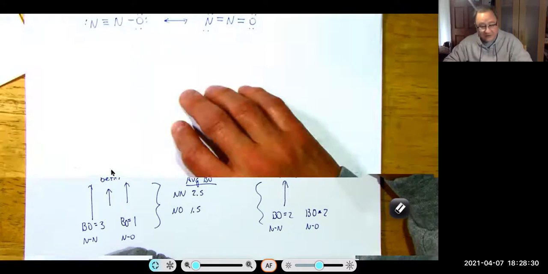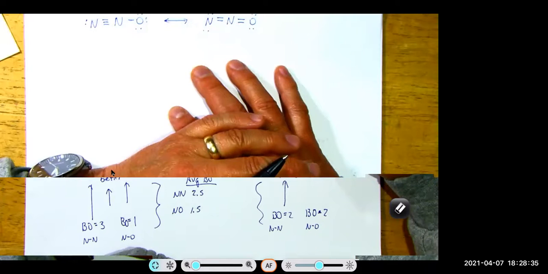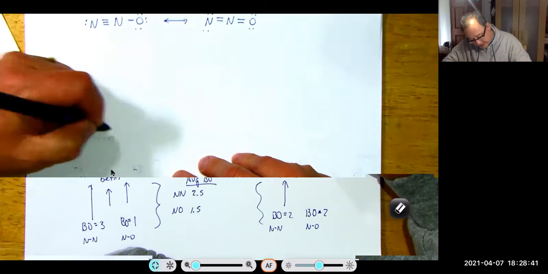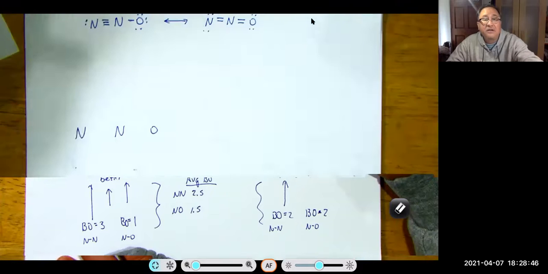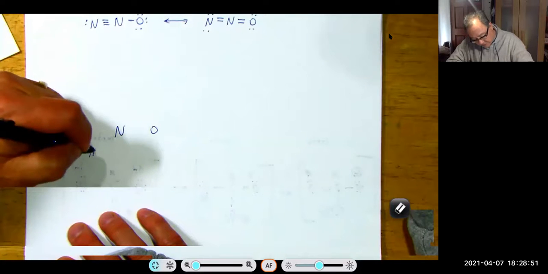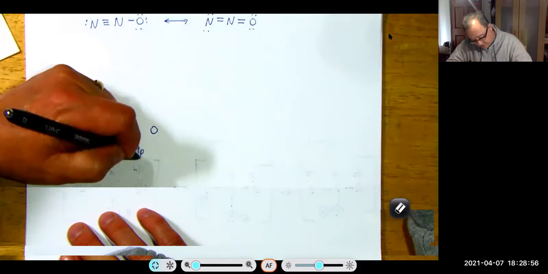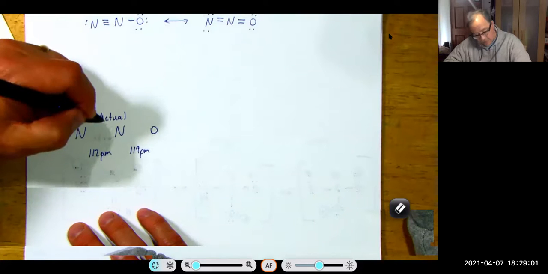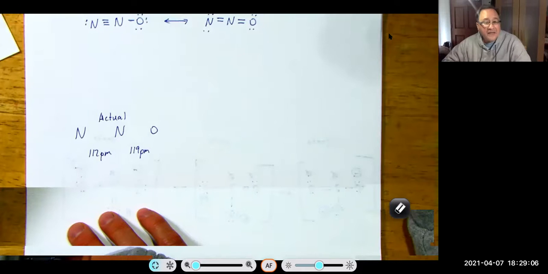Okay, so those are our two resonance structures that we have, right? Yeah. Okay, now in the real molecule, when we look at the N and the O, it says the actual bond lengths are 112 picometers and 119 picometers. So that's actual. Are you with me there? Yeah. Now, take a look at the resonance structures.